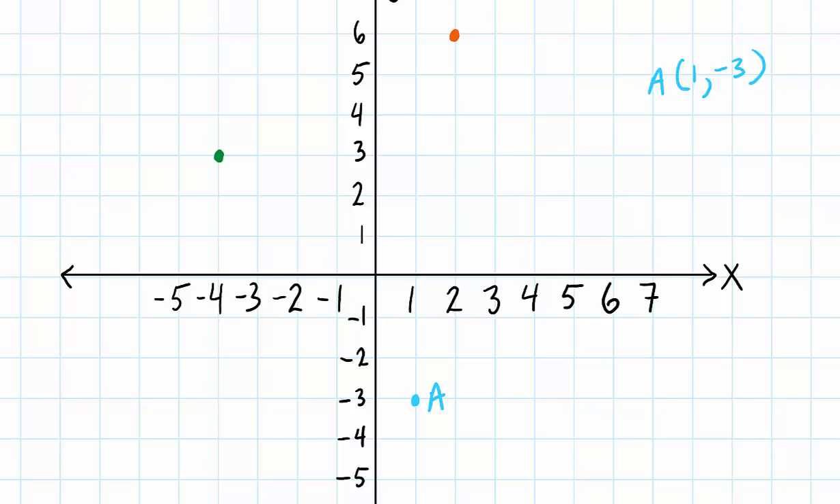Looking at the second point, I'll call this B up here. Looking at its x value first, following it down to the x-axis, I can see that that's at x equals 2. And then going over to the y-axis, I can see that it's at y equals 6. There are the coordinates of B. And finally, looking at C, looking first, there's its x value. It's at x equals negative 4. So its x value is negative 4, and then its y value is at y equals 3. And so the coordinates of C are negative 4, 3.